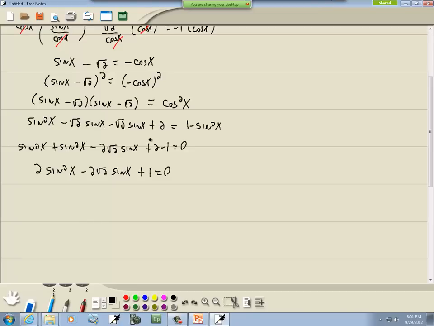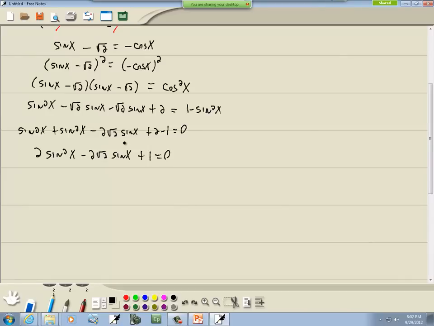It seems like I'm missing something. Maybe not. Maybe it'll factor. To get this, I could have square root of 2 sine x and 1, and square root of 2 sine x and 1, and minus, minus. Let me see if that works. That's 2 sine squared, negative 2, negative 2.